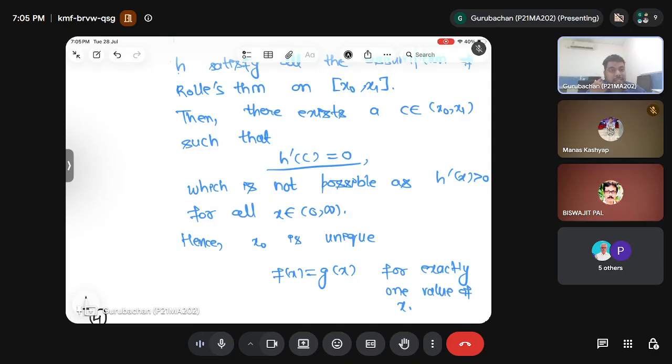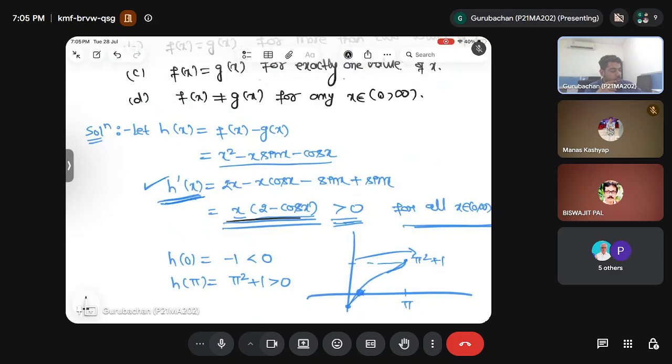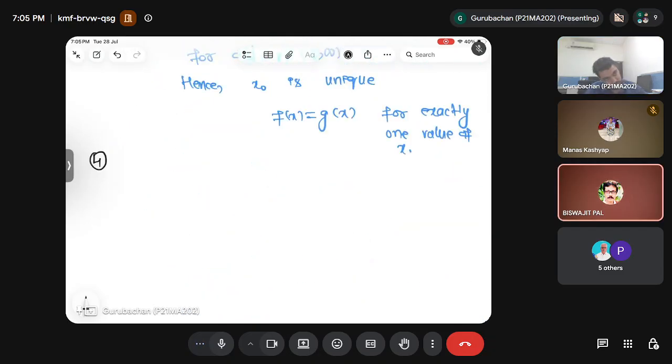No, it is a strictly increasing function on the whole domain 0 to infinity. How? You can see it here. This is h dash x, h dash is greater than 0. It is already proved that h dash is greater than 0 for all x. So that means h dash c is also greater than 0. It should be greater than 0, but it is coming out to be equal to 0. That means we have assumed something wrong. So that means there must be a unique root. Okay.